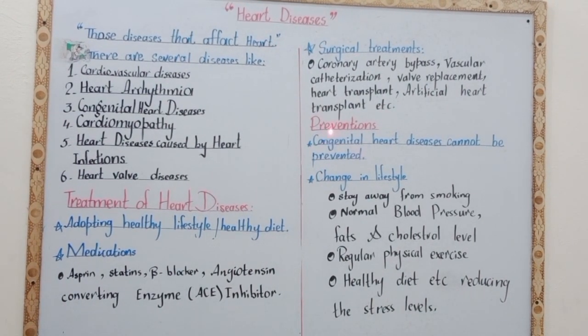Next is prevention. Congenital heart diseases cannot be prevented. Those diseases that are present from birth cannot be prevented. But for those that are acquired, we can change our lifestyle. For example, stay away from smoking, maintain normal blood pressure, fats and cholesterol levels, regular physical exercise, and a healthy diet. These are all the factors that can reduce the stress level.